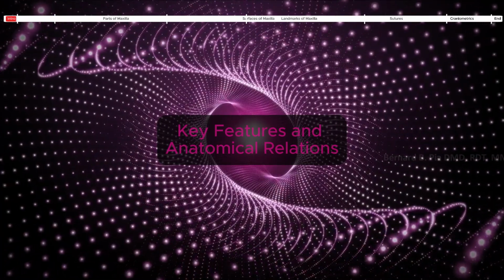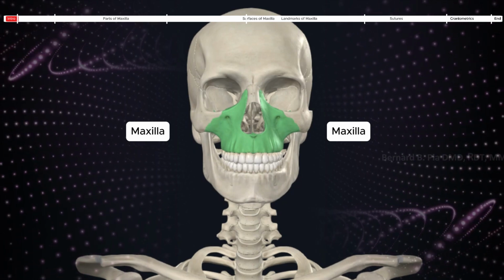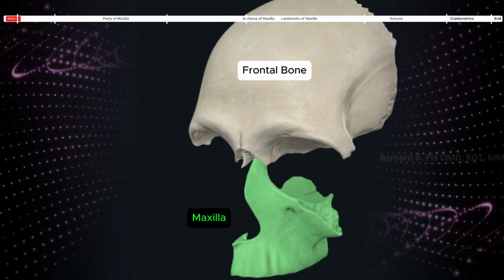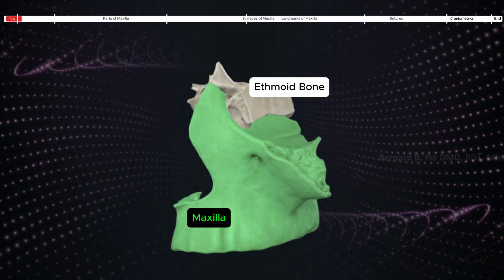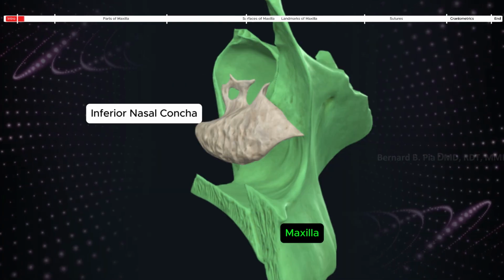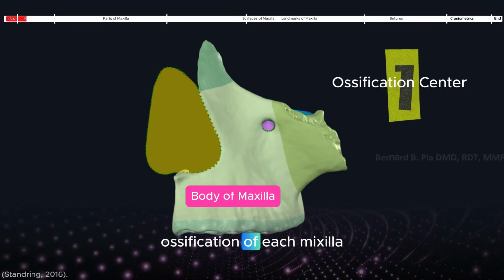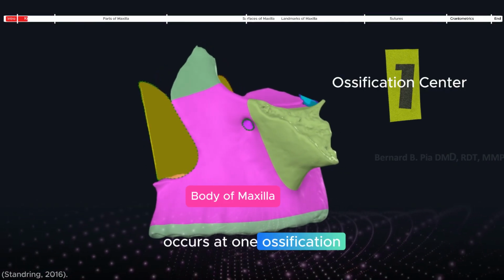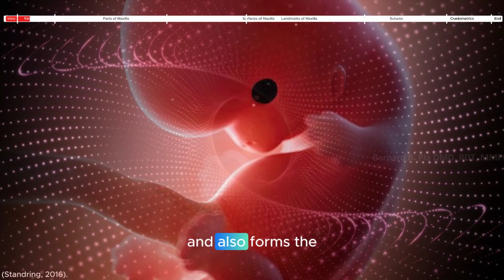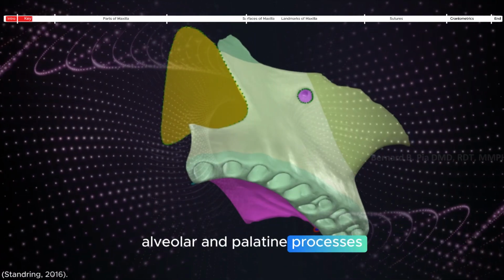Key features and anatomical relations. Each maxilla articulates with the opposite maxilla, lacrimal bone, palatine bone, frontal bone, ethmoid bone, zygomatic bone, nasal bone, vomer, inferior nasal concha. Ossification. Ossification of each maxilla occurs at one ossification center in its body, which appears in utero during the second month and also forms the zygomatic, frontal, alveolar, and palatine processes.